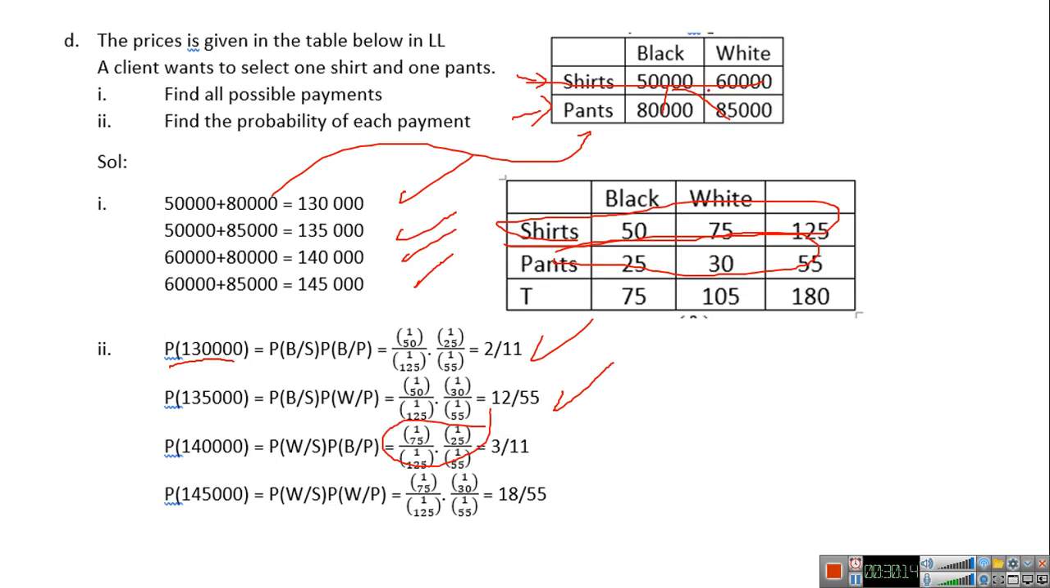And the last one, 60 and 85. So here, this one and that one. So 1 out of 75 over 1 out of 25, times 1 out of 30 over 1 out of 55, and you have this answer. The sum here is 100%, it must be 1. So please, when it's independent, like this one, I want to pick one from here and one from here, I do each one alone.